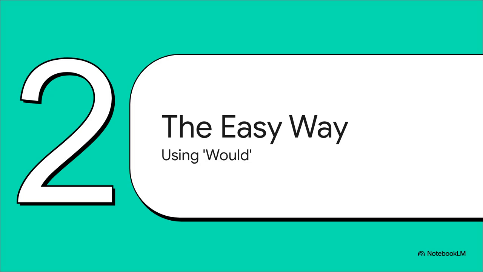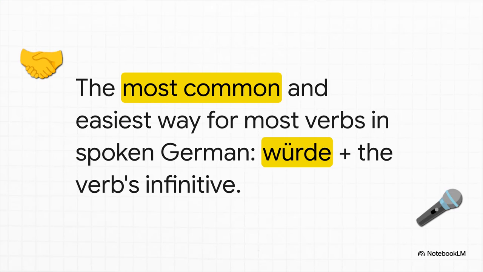So how do we actually build this thing? Well, let's start with the absolute most common, most useful, and easiest way. Honestly, this is your secret weapon. Everybody, meet your new best friend in German, the word würde. Think of it as the German word for would. Anytime you want to say, I would do something, he would go, we would see, this is your guy. It's the workhorse, especially when you're just talking.